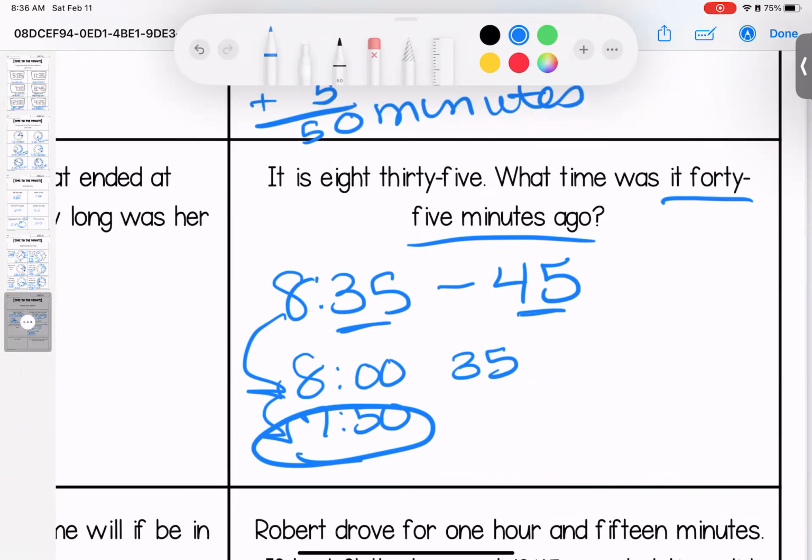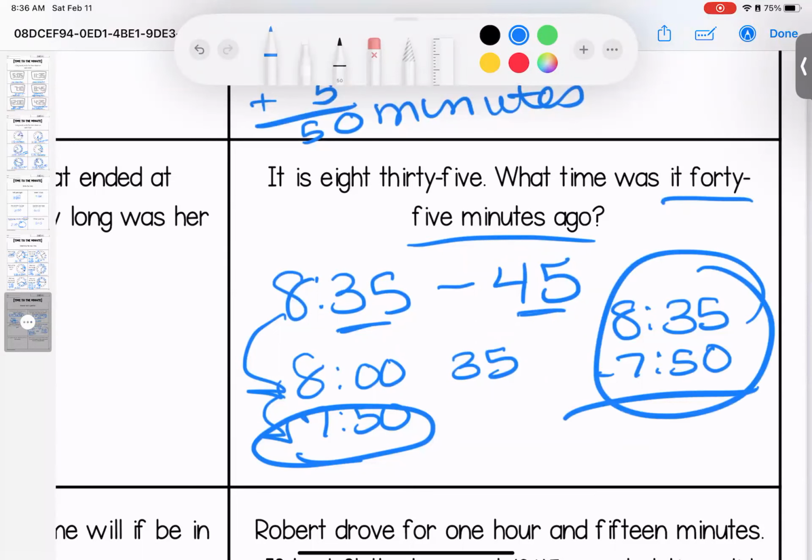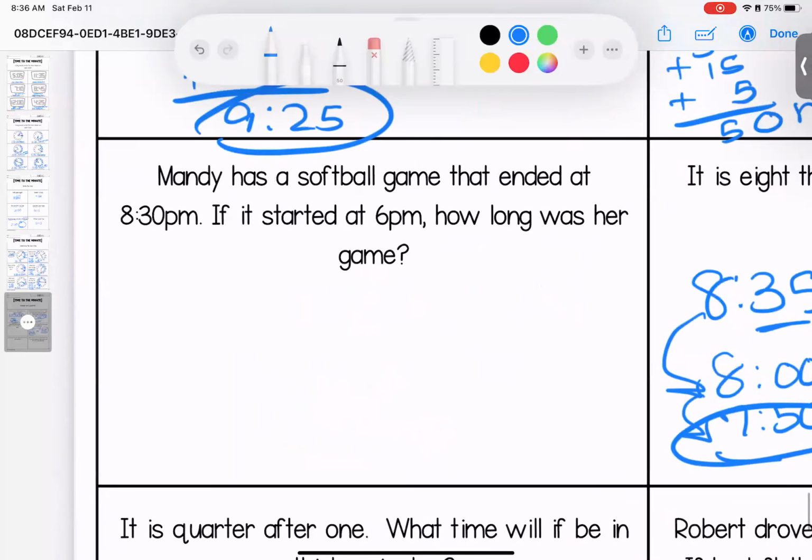Okay. If I wanted to subtract it, I could, but I have to borrow. And remember, borrowing with time is sticky because we're borrowing 60 minutes. Okay. So if you are one that feels comfortable with borrowing, that is fine. I think with this one specifically, the number line would be really helpful.